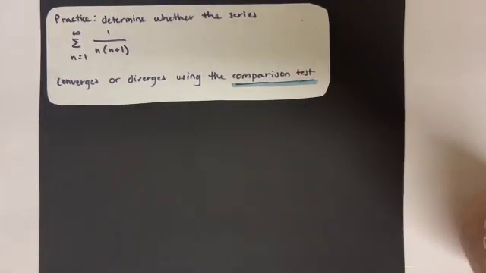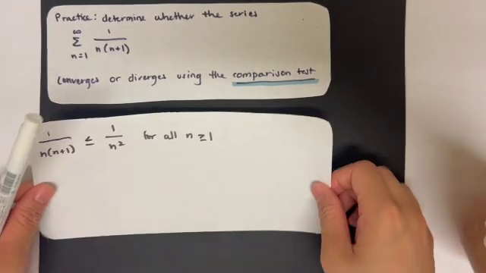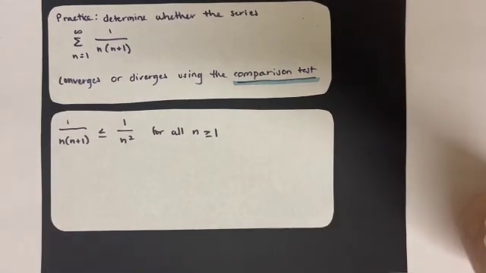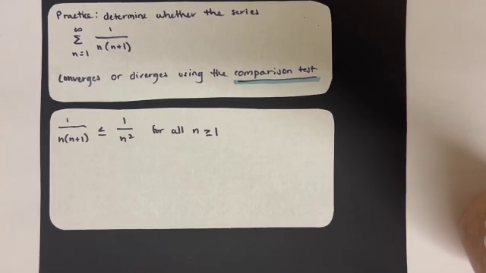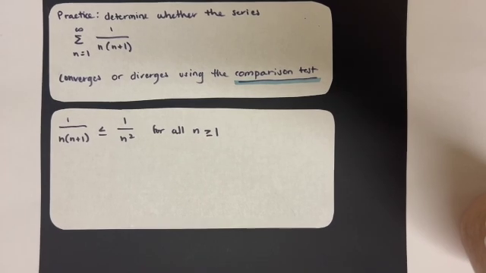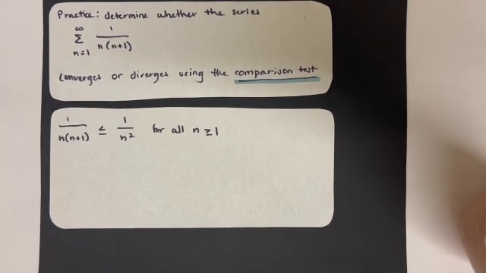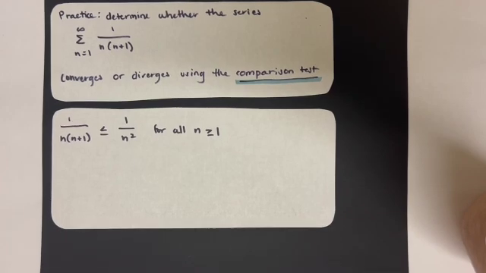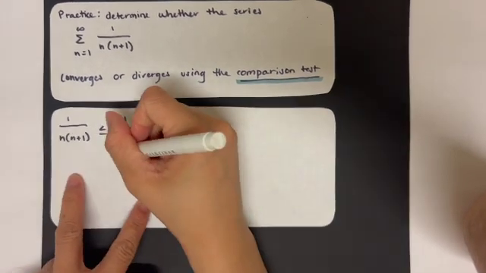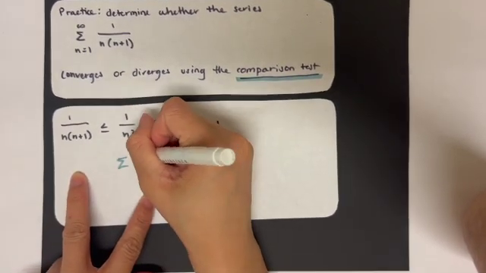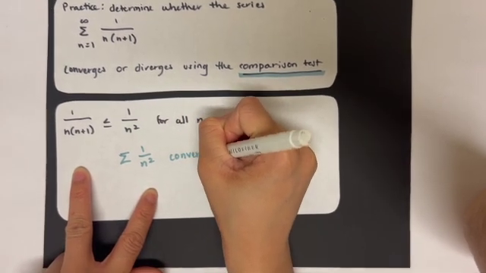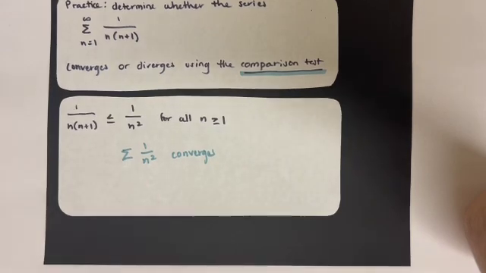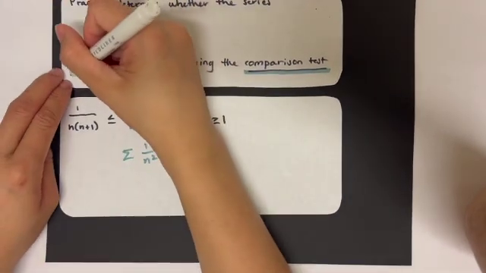Keeping that in mind, when we compare our original series to 1 over n squared, our p-series, we know that our original series is smaller than or equal to our new p-series 1 over n squared for all values of n greater than or equal to 1. Because this series 1 over n squared converges, by the comparison test, our original series also converges.